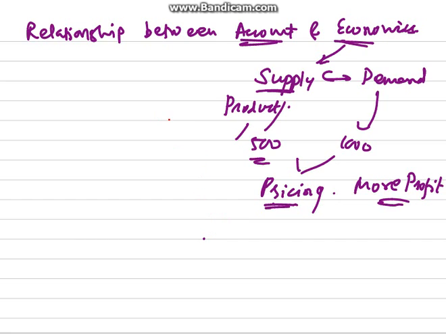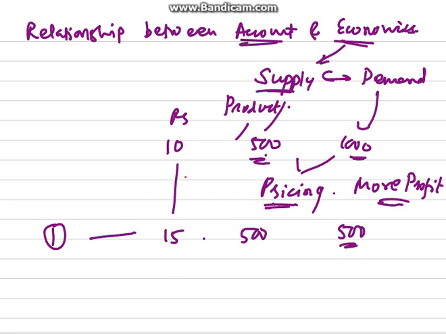For example, the product is priced at rupees 10 when the supply is 500 and the demand is 1000. If we increase the product price to 15, then the supply would be 500 only, but the demand will go to 500. So this is one case. If we keep the price at rupees 18, then the supply is 500, but the demand might go to 300, and there will be a loss of 200 in demand, or the inventory will be stocked, right?